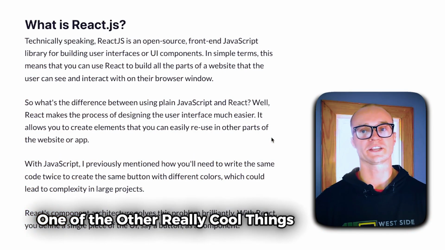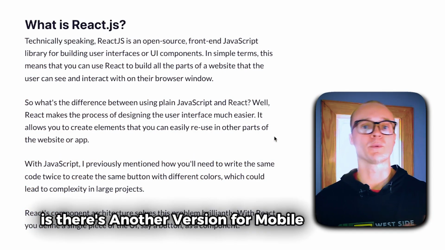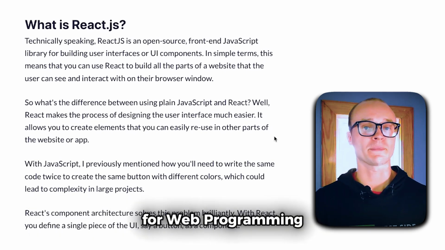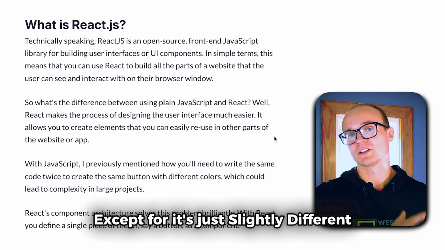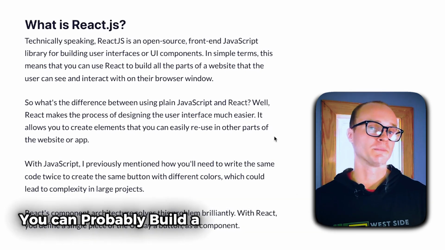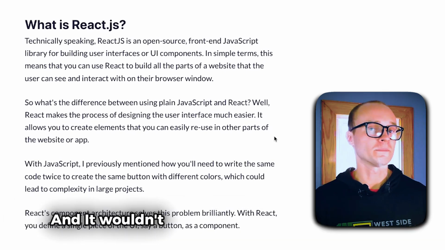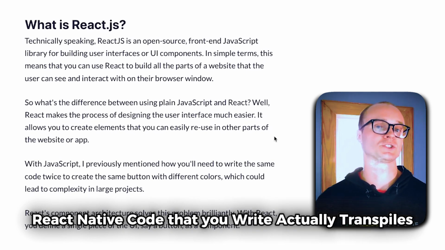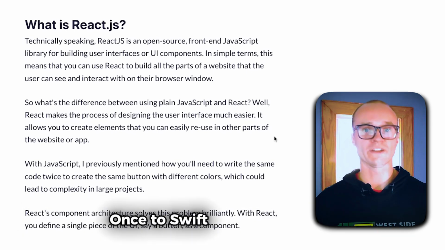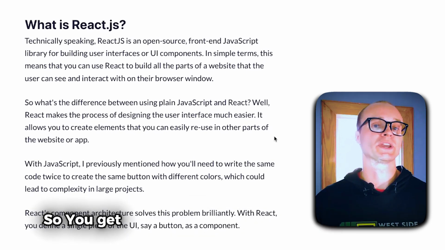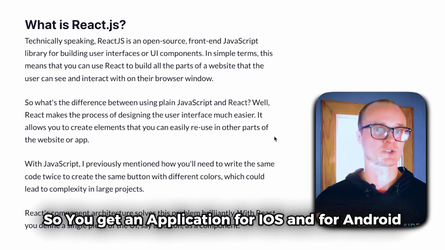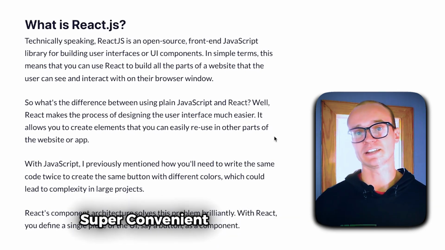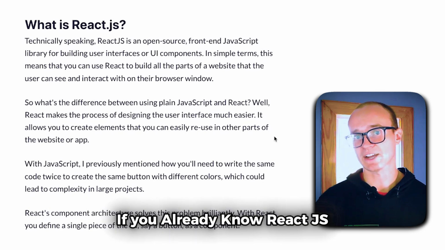One of the other really cool things about React.js is there's another version for mobile development called React Native. It's very similar to React.js for web programming, except it's just slightly different. So if you know React.js, you can probably build a mobile app using React Native, and it wouldn't be too high of a learning curve. So the React Native code that you write actually transpiles once to Swift and once to Java. So you get an application for iOS and for Android just for writing the JavaScript one time. It's super handy, super convenient, and it's easy to learn if you already know React.js.